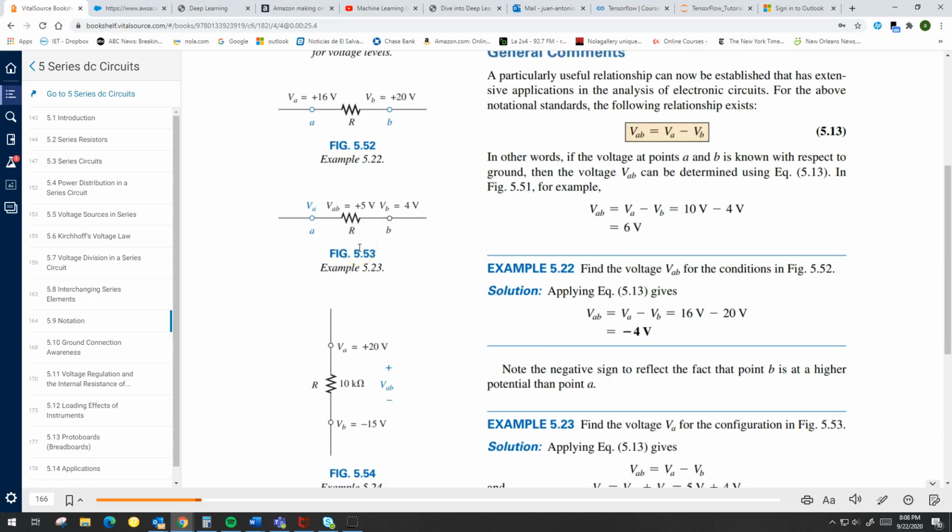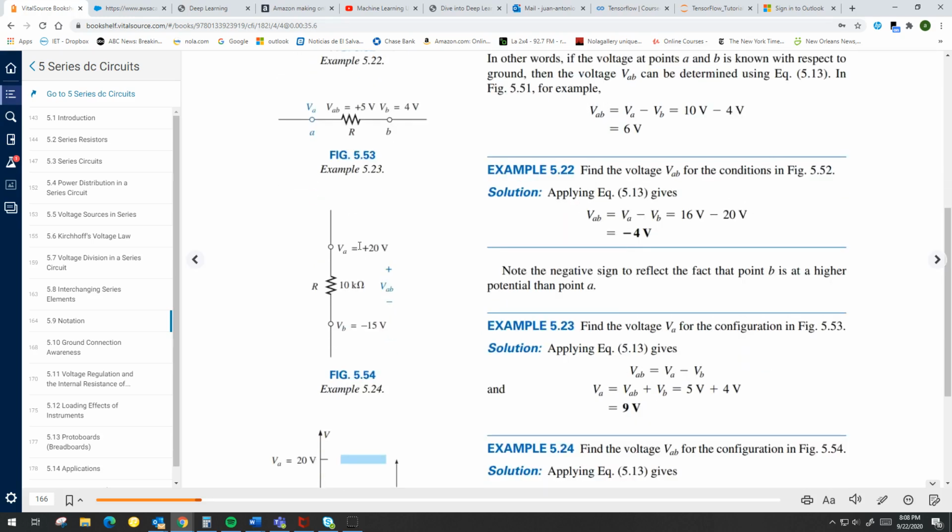All right, let's look at another example. This one will be this figure in this example here. And we want to know the voltage A. In this one, we're given the voltage at B. So this is the voltage with respect to ground. And this voltage AB is the voltage from A to B, or from A with respect to B.